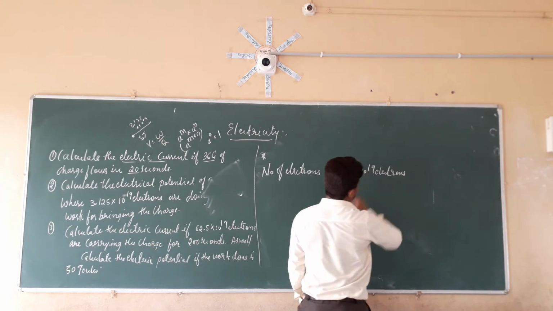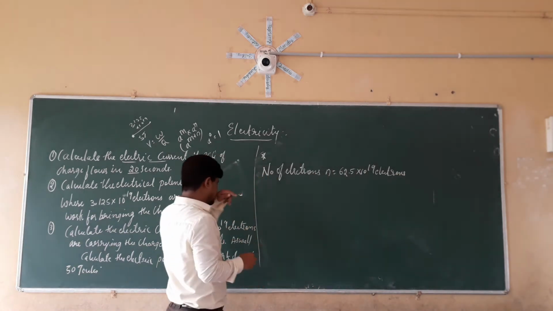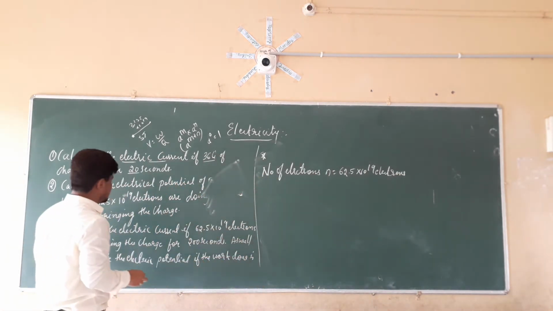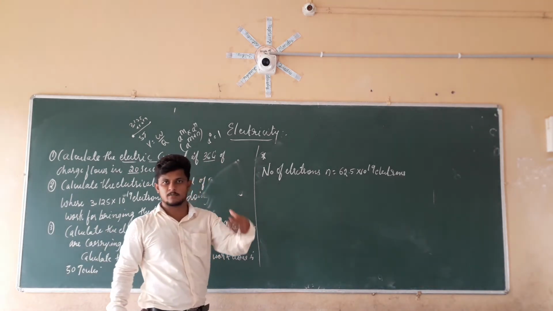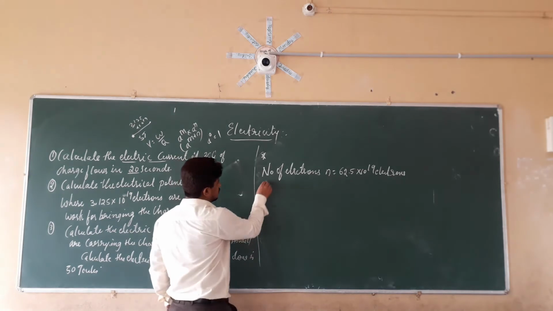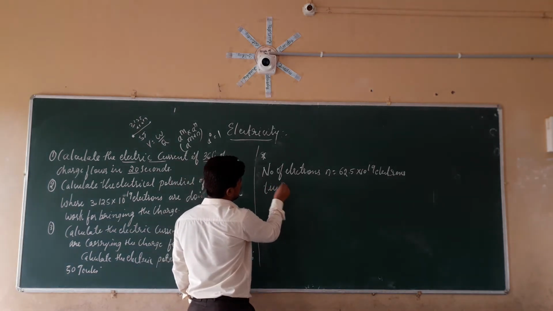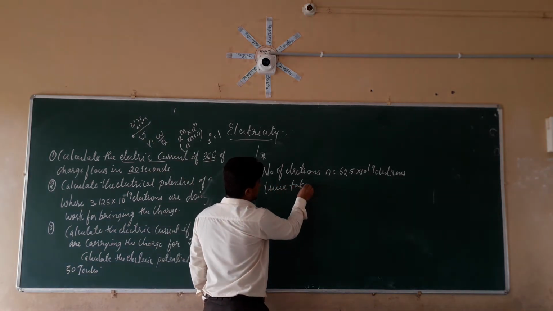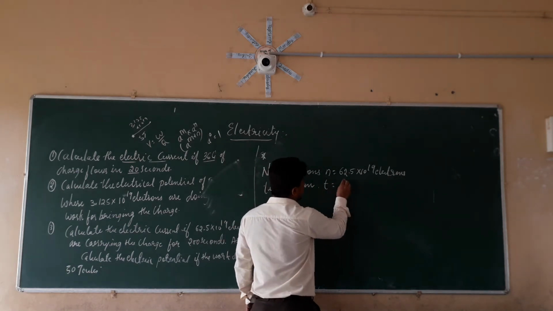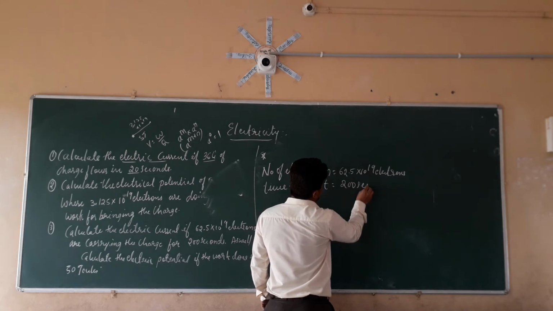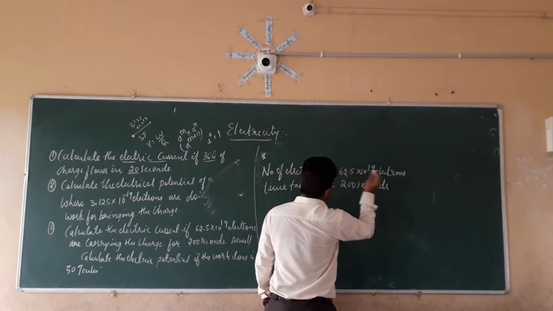62.5 into 10 raised to 19 electrons. So next, what are they given here? They are given the time taken by this many electrons to carry the charge from one point to another point. So the time taken, t, is equal to how much? It is equal to 200 seconds.